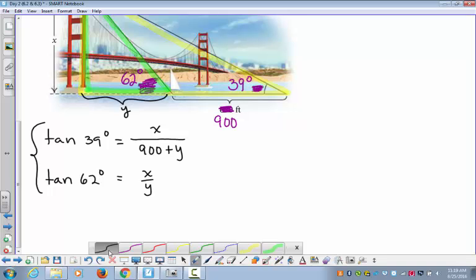Last time we solved for x directly. Maybe this time I'll solve for y first and then plug it back in and get x. It doesn't matter. You've solved enough systems that you know you can solve for x first or y first, and you back substitute to get the other. From this equation right here, it's very easy to solve for x. x will be equal to y times tangent of 62 degrees.